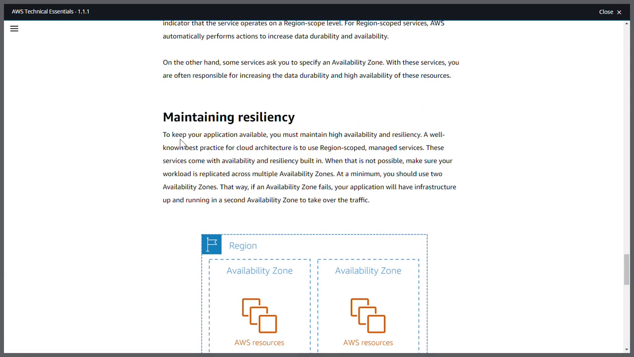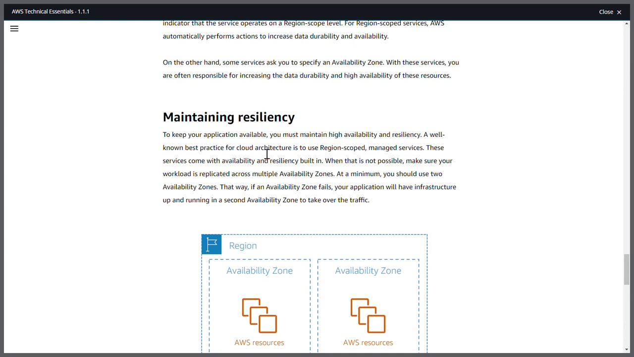Resiliency. Maintaining resiliency is another main function of deploying an application in the cloud, which says that to keep your application available, you must maintain high availability and resiliency. So when you're deploying your website or application in two AZs, and one AZ is down for any known or unknown reason, then your application can be accessed from the other AZ. And that is what it implies here, that you must maintain high availability and high resiliency.